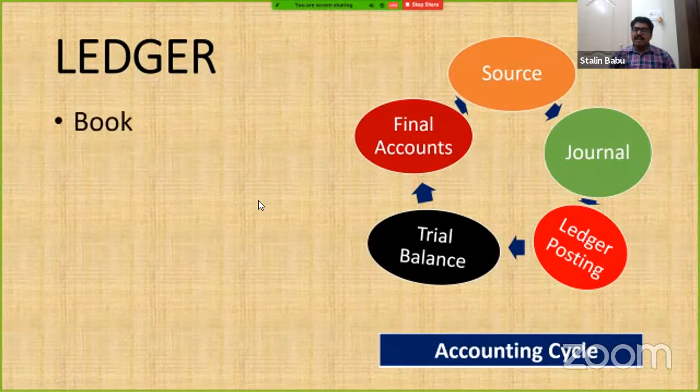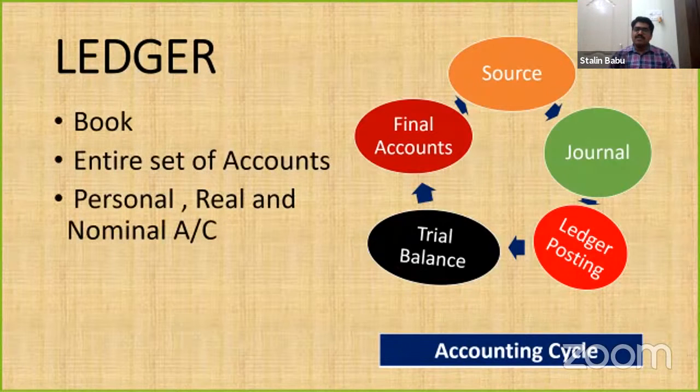Ledger is nothing but a book. Ledger is a book which facilitates recording of all types of business transactions like personal, real, and nominal accounts. We separately maintain each and every account in the ledger. So ledger is nothing but a set of accounts, the entire set of accounts we maintain in the ledger book, like personal accounts, real accounts, and nominal accounts.